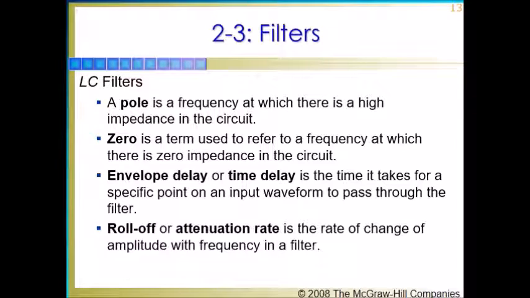Roll-off, or attenuation rate, is the rate of change of amplitude with frequency in a filter. The faster the roll-off, or the higher the attenuation rate, the more selective the filter is. The better able it is to differentiate between two closely spaced signals, one desired and the other not.